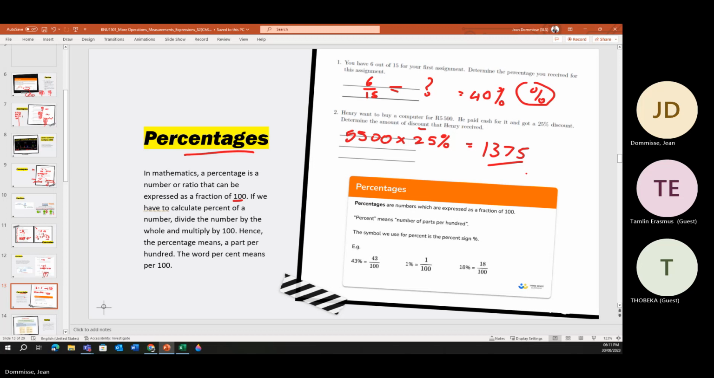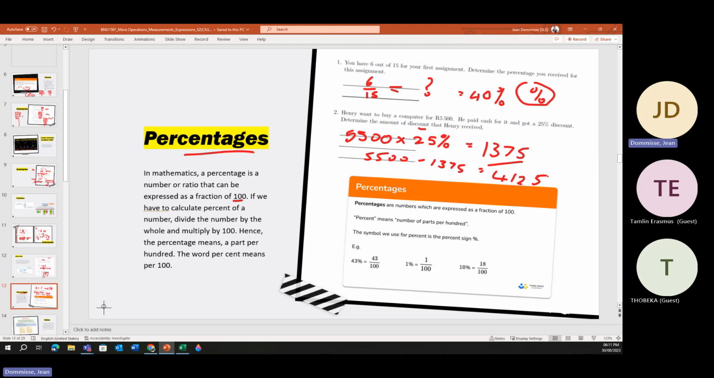So they could have asked a follow-up question. So if that is the discount that you're getting, what is the final amount that you're going to pay? Then it is just the 5,500 minus the 1,375, and that will be the final amount that you will be paying after you received the discount. So that will be 4,125.